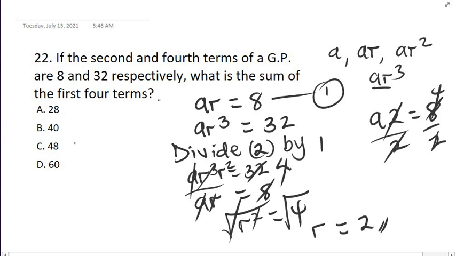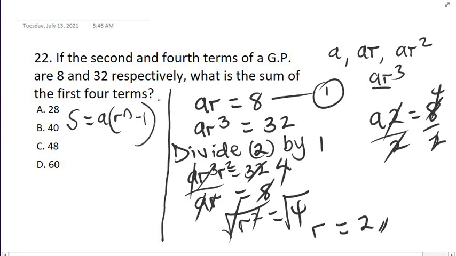Now we can use our formula, which is S_n equals a bracket r to the power n minus 1, close bracket, over r minus 1. This formula is for the sum of the first n terms of a GP. So you can check up this formula. r minus 1 here.